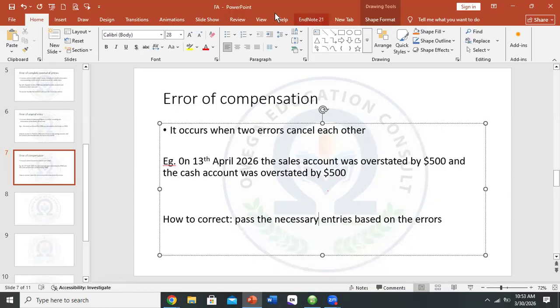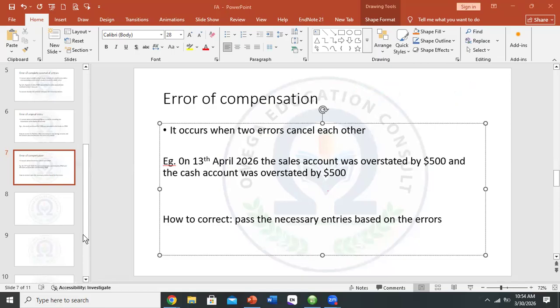Because if sales has been overstated, what it technically means is that in your sales account, the credit has gone up by 500. So sales has been overstated. And in your cash account, which has a debit, it has been overstated by 500. So that's why you can correct it by debiting sales and crediting cash. So you always need to know the errors that occurred so that you can accurately pass the entries to correct it. So that is the bit about compensating error.